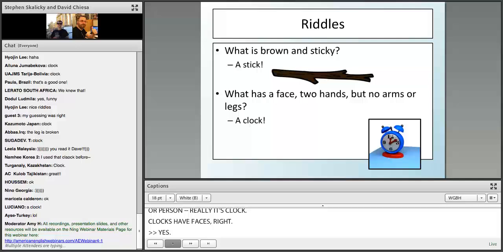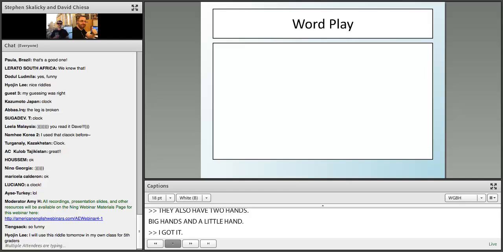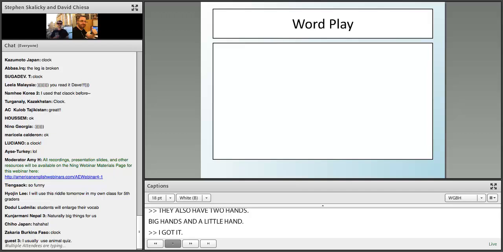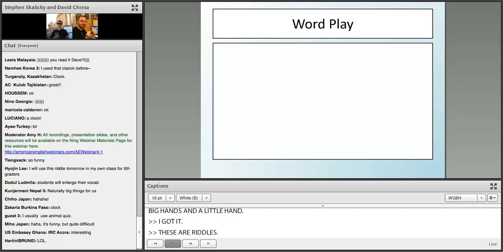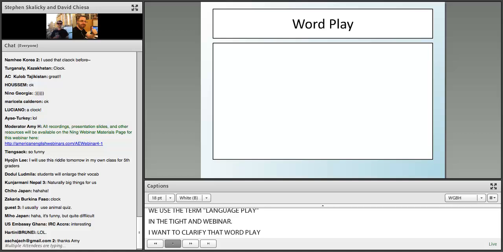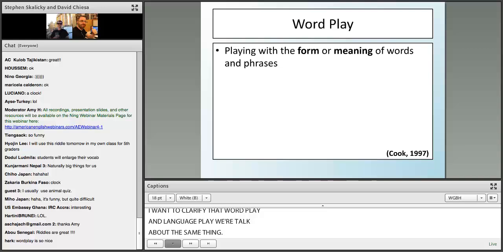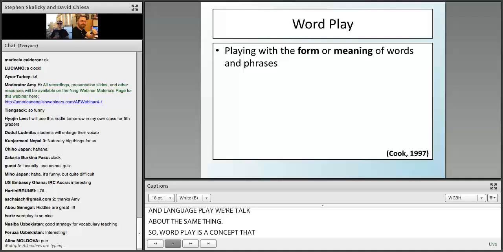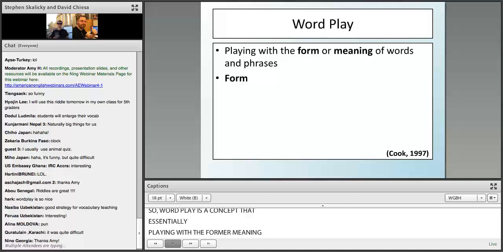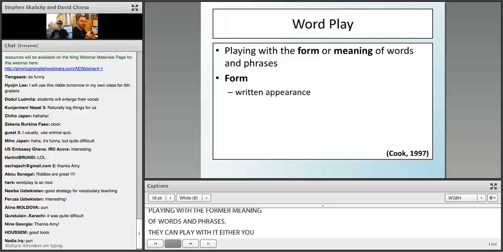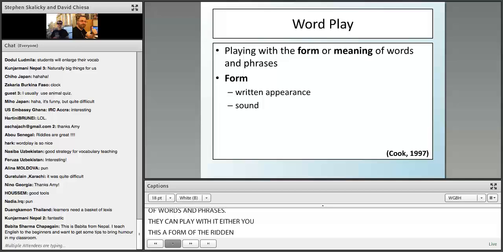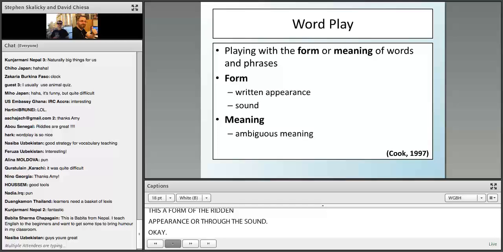So these are riddles. Now, the other thing I want to talk about is wordplay. And we've also used the term language play in the title and in the webinar. I just want to clarify that wordplay and language play are the same thing. Wordplay is a concept that essentially means people are playing with the form or meaning of words and phrases. They can play with it either through the form of the written appearance or through the sound. They also play with meaning in terms of it being either ambiguous or having multiple meanings.